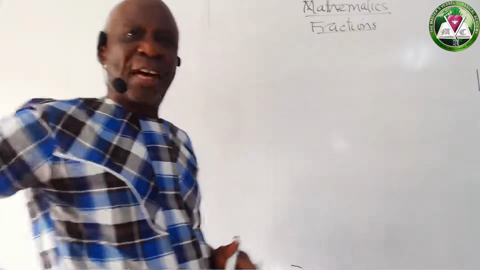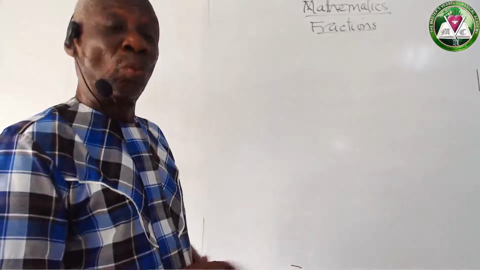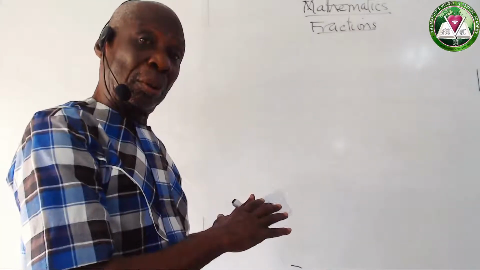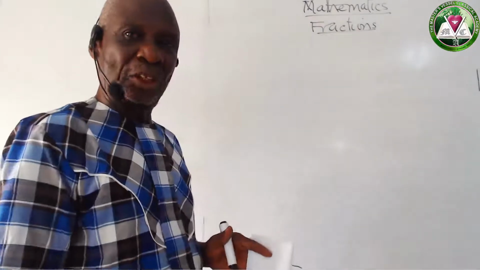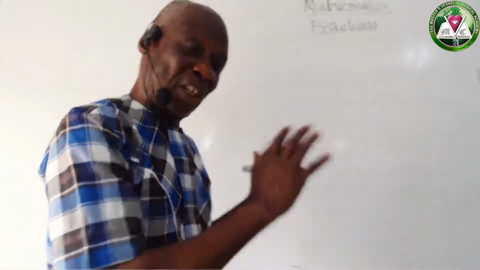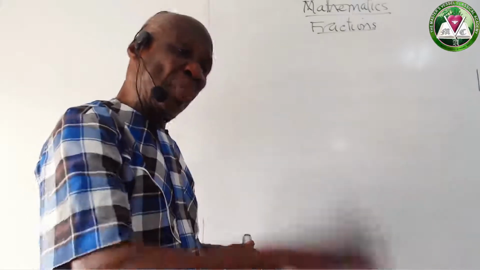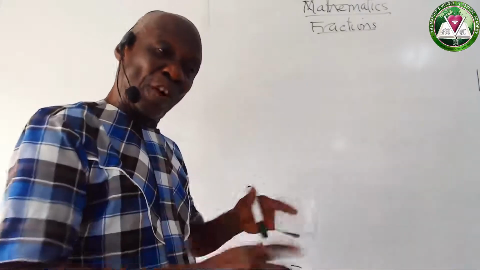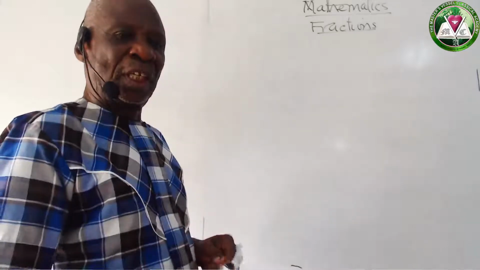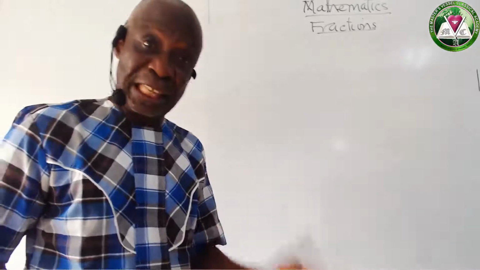What are equivalent fractions? Fractions that are equal in value with the original fraction, but they have different numerators and denominators from the original. This involves multiplication table. It involves division table.